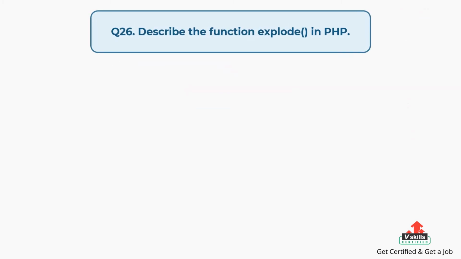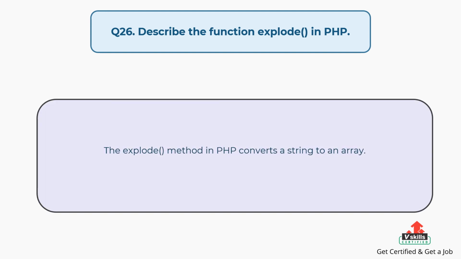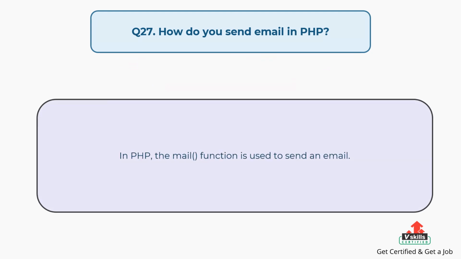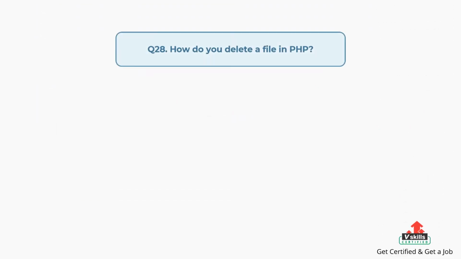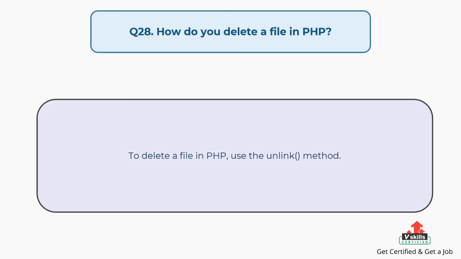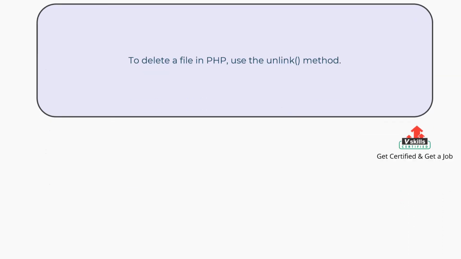Question number 26. Describe the function explode in PHP. The answer is, the explode method in PHP converts a string to an array. Question number 27. How do you send email in PHP? The answer is, in PHP, the mail function is used to send an email. Question number 28. How do you delete a file in PHP? The answer is, to delete a file in PHP, use the unlink method.